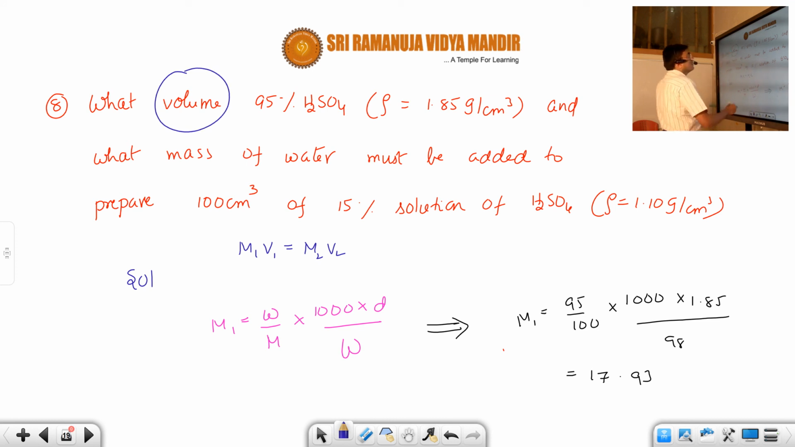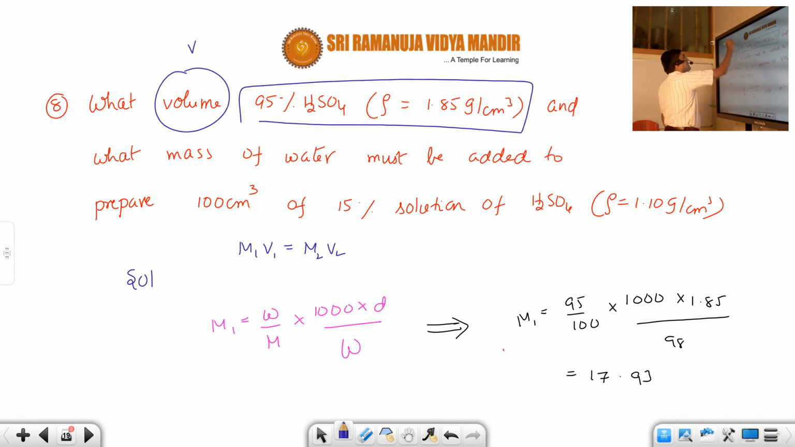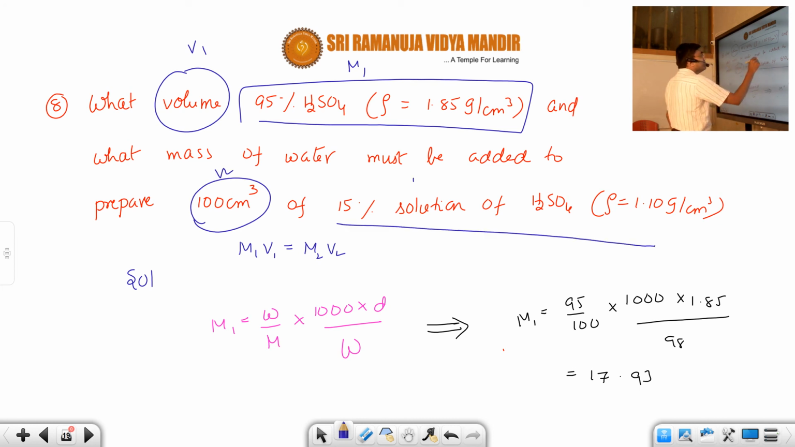Understood? So 95% H2SO4 with density, that means from this you get the molarity. If this is V1, this will be M1. Now, excuse me, students. What mass of water must be added? So here, what is given, students? Volume is given. That means V2 is given. And from this you can calculate M2. Let us see here.